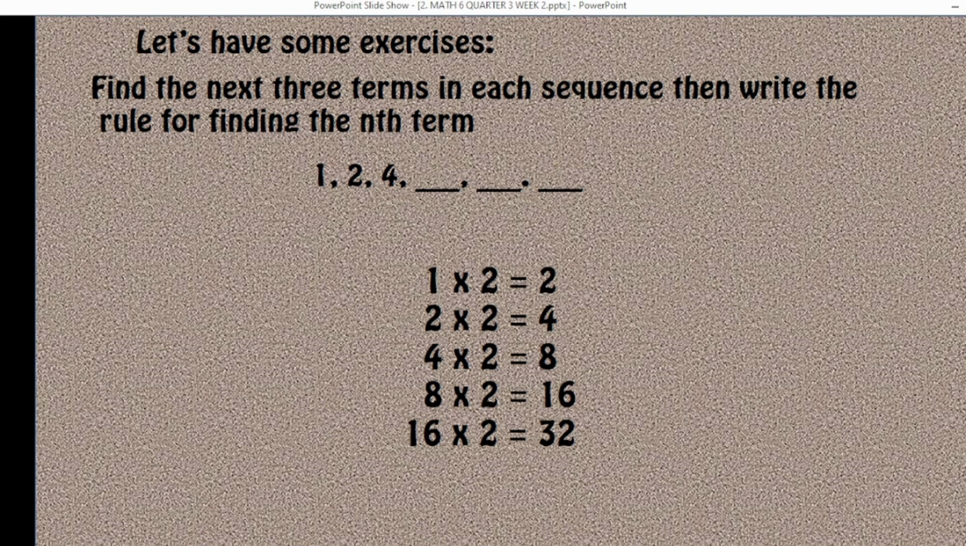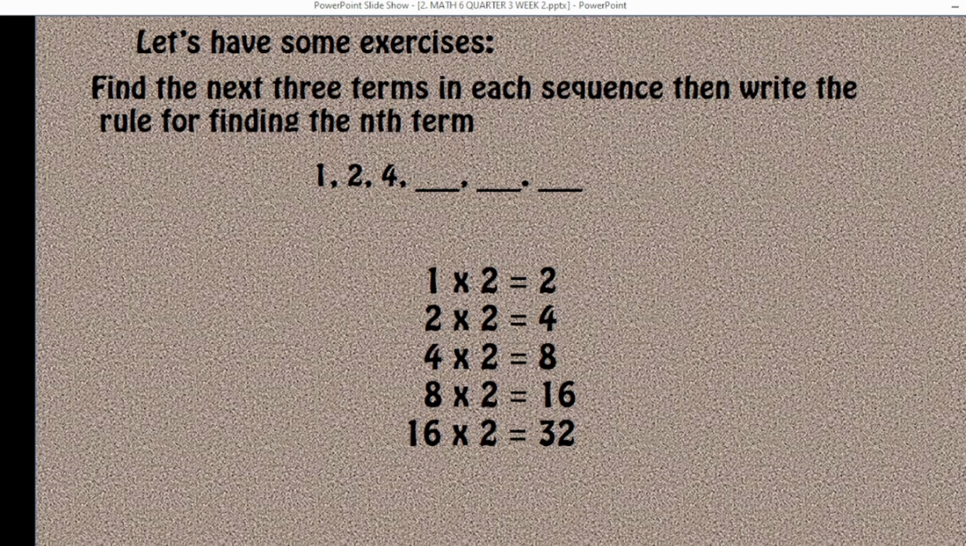Ganito rin ba ang inyong ginawa mga bata? Inisip niyo muna kung ano ba ang ginawa para makuha ang pattern dyan sa number sequence na yan. So, ang 1 para makuha ang 2 ay i-multiply sa 2. Tama kayo dyan. And then 2 times 2 is equal to 4. So, i-multiply ulit sa 2 yung product. So, 4 times 2 is equal to 8.